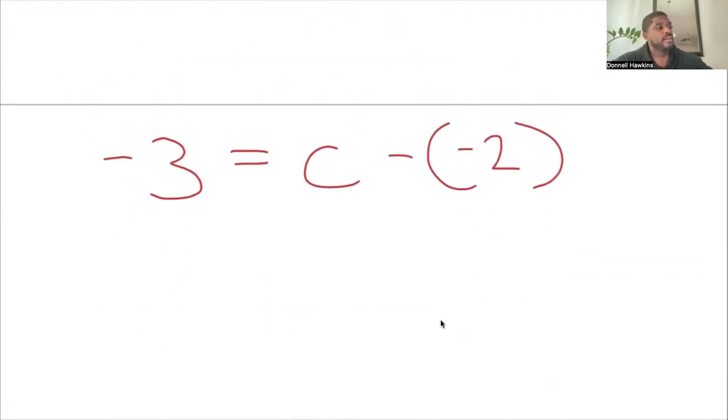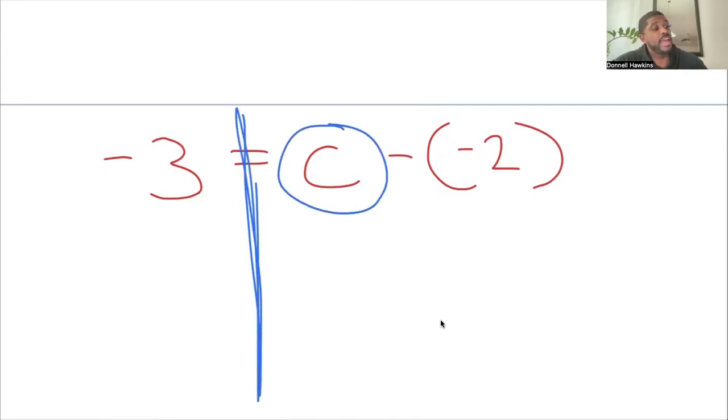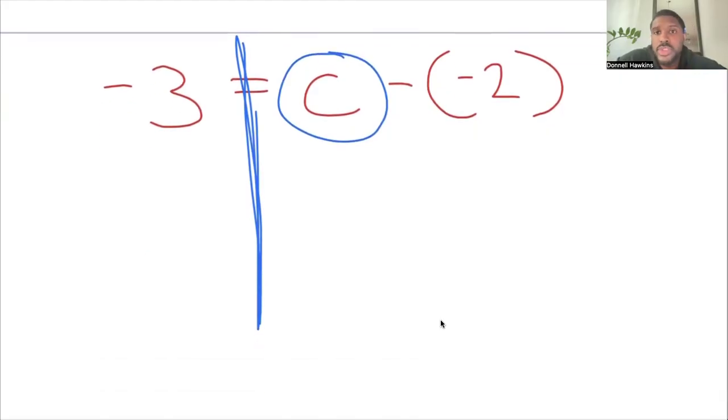This is actually pretty good right here. So let's do the same thing. Draw my line. Locate my variable. Now, we may have to do something before we move this -2. Let's simplify the problem because I got two negative signs right next to each other. Yes, you still have to do the integer rules in this.